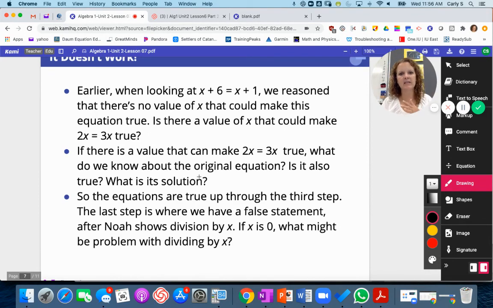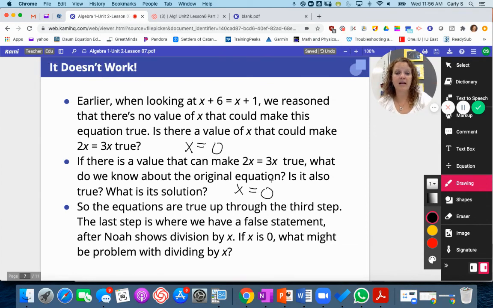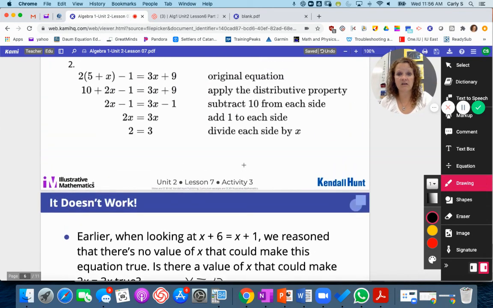Earlier, when looking at x plus 6 equals x plus 1, we reasoned that there's no value of x that could make this equation true. Is there a value of x that could make 2x equals 3x true? Yes, the only value of x that works is x equals 0. If there is a value that can make 2x equals 3x true, what do we know about the original equation? Is it also true? What is its solution? Yes, x equals 0 is a valid solution, and it would be a valid solution to the original equation too.